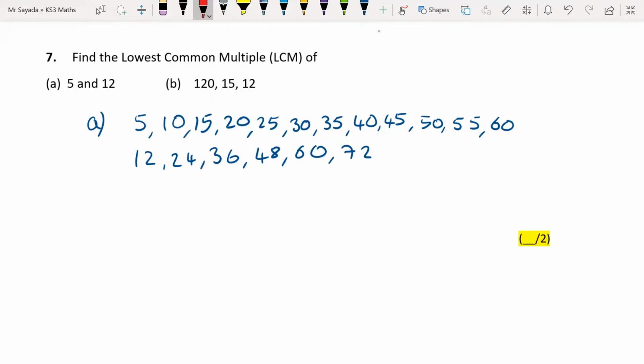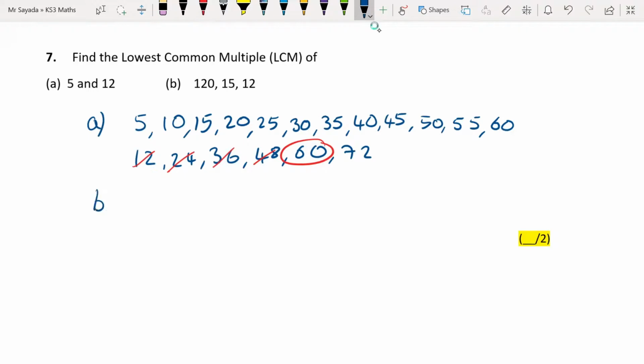So I'm going to start with the 12 times tables, and I'm just going to go through methodically and check. Is 12 in the 5 times tables? No. Is 24? No. Is 36? No. Is 48? No. Is 60? Yep. So 60 is the lowest common multiple. If you got that one wrong, pause the video now and do B again and press play once you're ready.